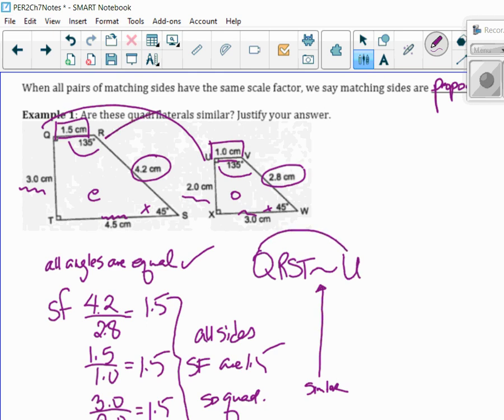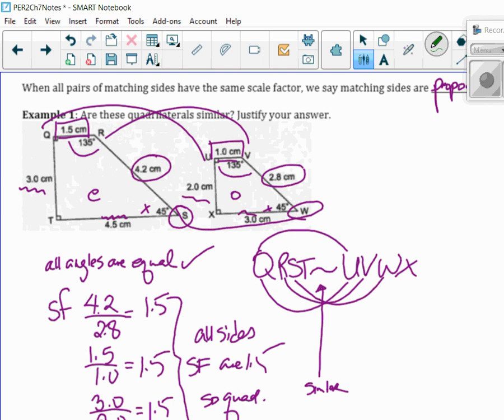Then the R and the V. Then the S corresponds with the W, and then the leftover X. So do you see, when you go from Q, Q corresponds with U, R corresponds with V, S with W, and T with X. Okay, moving on.